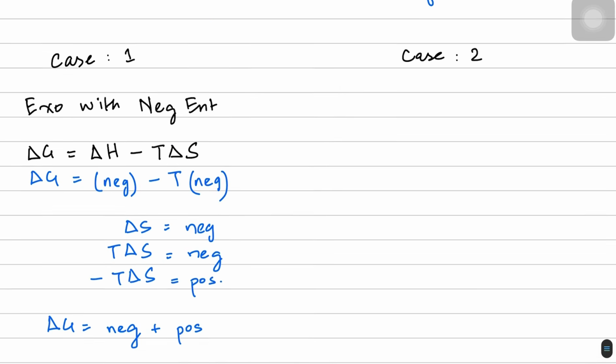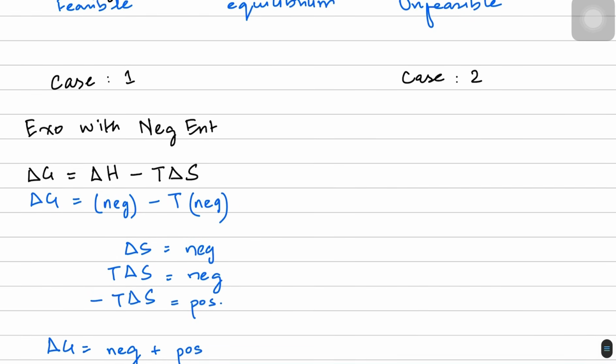Let's consider another example. In this example, I'm considering an endothermic reaction with positive entropy. You have always studied that endothermic reactions don't go to completion as much, but positive entropy reactions want to go to completion. So how do we understand such a case?